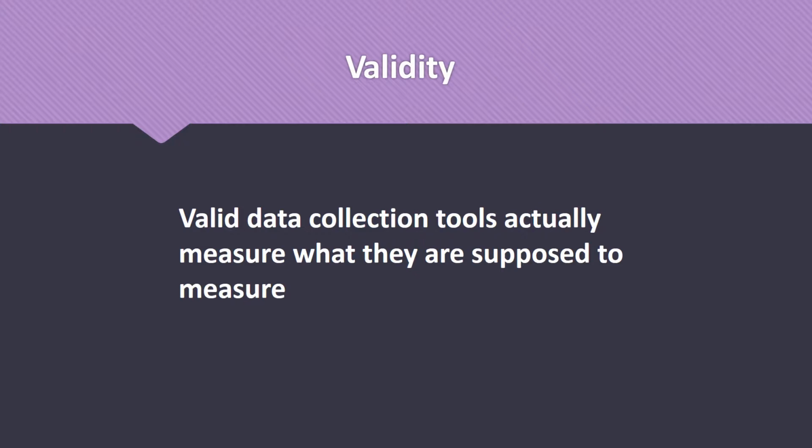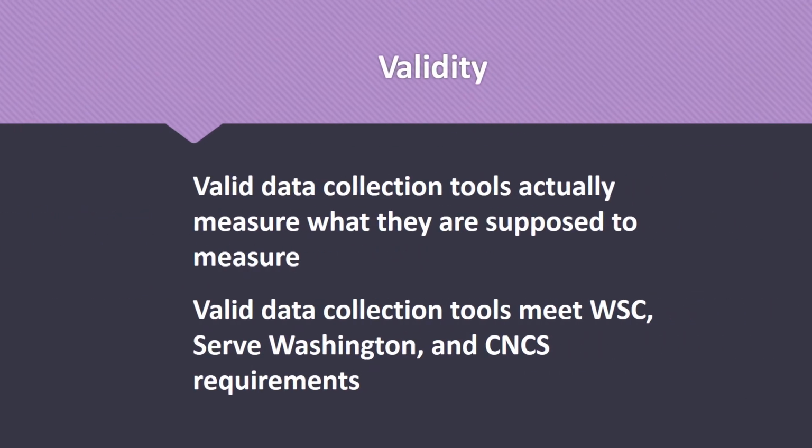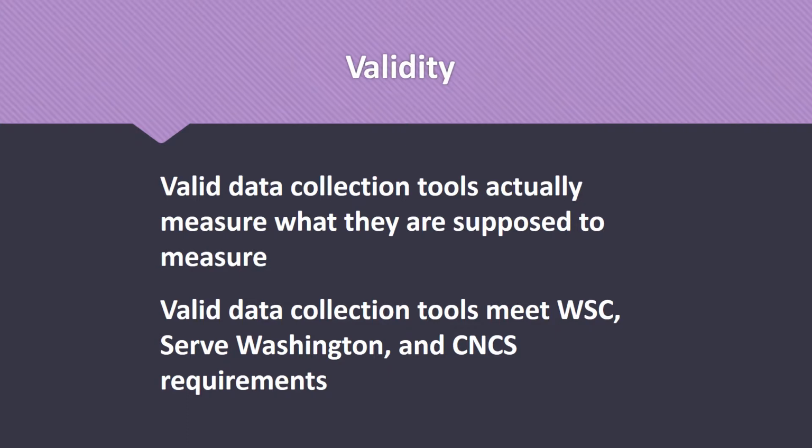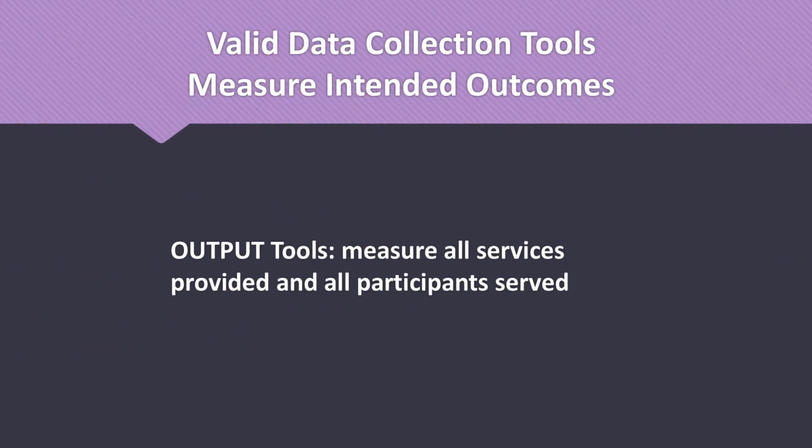High quality data must be valid. In other words, if you're not measuring what you think you are measuring, then you will not have the data that you can use to understand whether you've met your program's objectives. Valid data collection tools not only measure what they are supposed to measure, but they also meet WSC, Serve Washington, and CNCS requirements for reporting. We will help you make sure that your program is meeting all requirements as we conduct individual program quality reviews. Output tools measure all services provided and participants served.